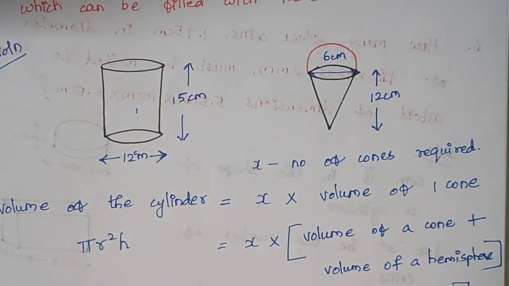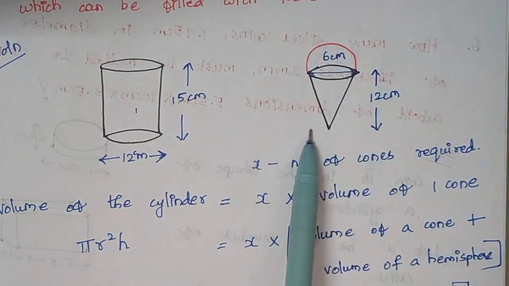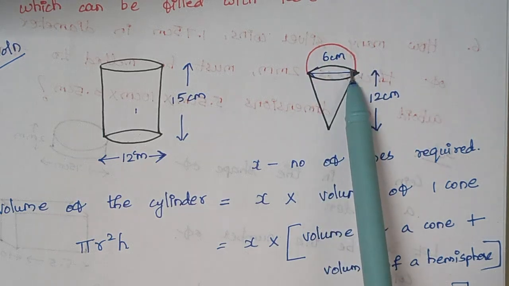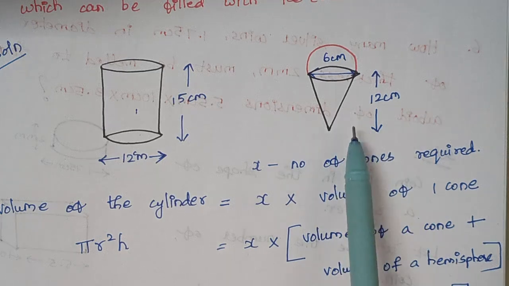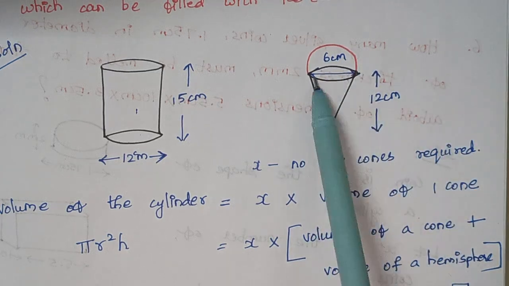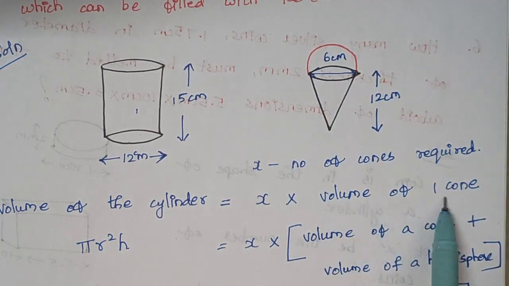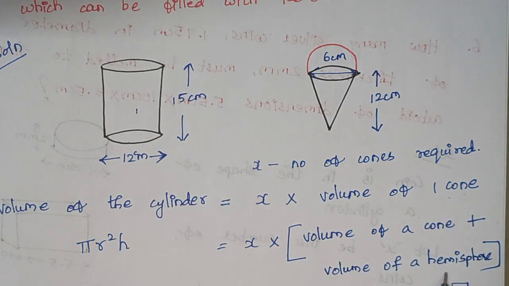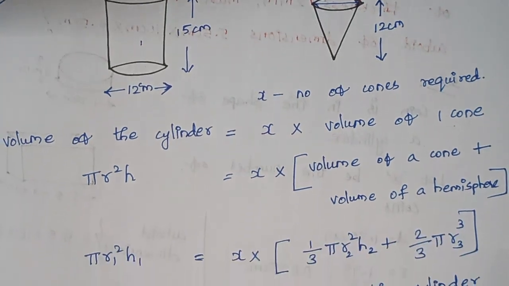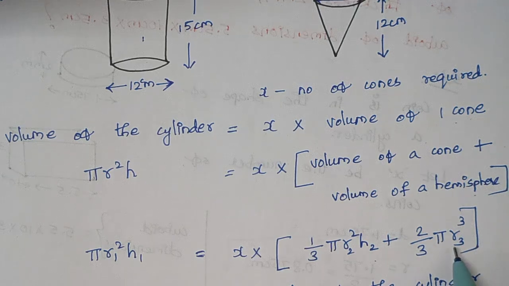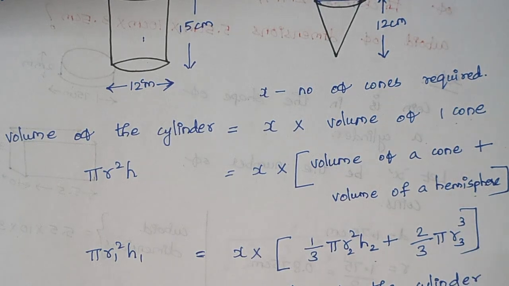And here volume of a cone. So how does this cone look like? This cone has the shape of a cone as well as a hemisphere. So volume of a single cone includes volume of a cone by shape and volume of a hemisphere. Now you see x into, so volume of one cone is nothing but volume of a cone plus volume of a hemisphere. Now just write down the formulas. So volume of a cone is 1 by 3 pi r square h and volume of the hemisphere is 2 by 3 pi r cube. Just write down the formula.